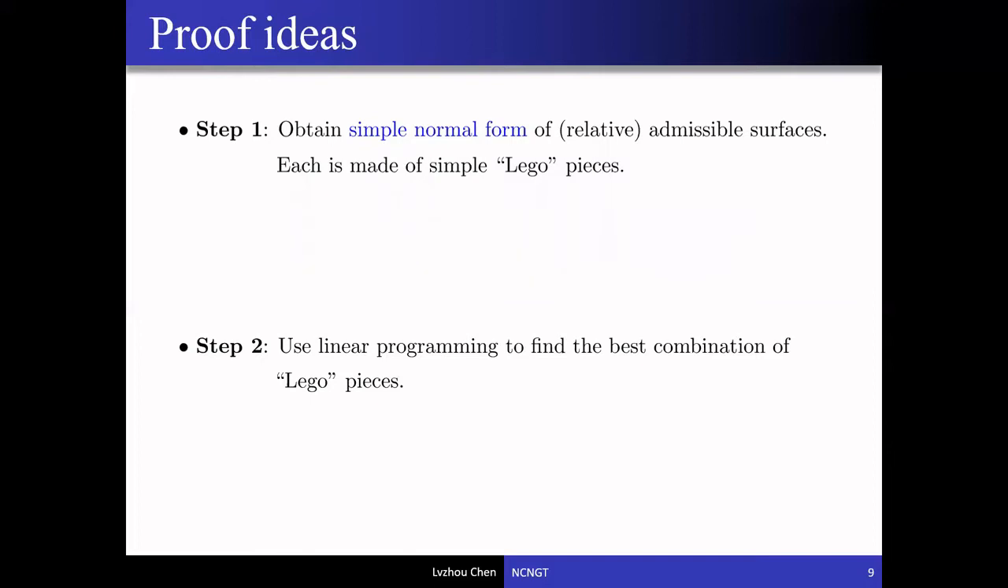In order to introduce the simple normal form, we first need to extend the class of admissible surfaces to the class of relative admissible surfaces. And the reason is that there are natural operations that simplify admissible surfaces. However, after simplification, the surfaces we get are only admissible in the relative sense.